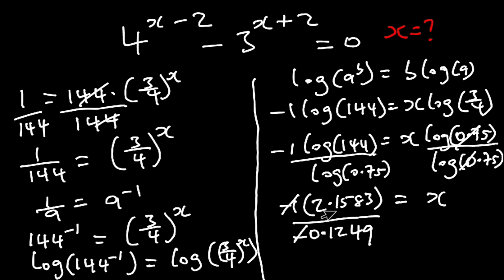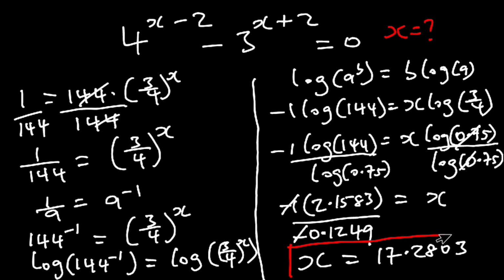Then we have that x equals 2.1583 divided by 0.1249. This is going to give us 17.2803. And so this is the value of x and hence the answer to this question.